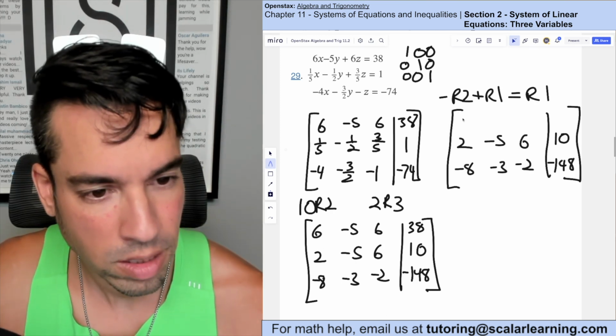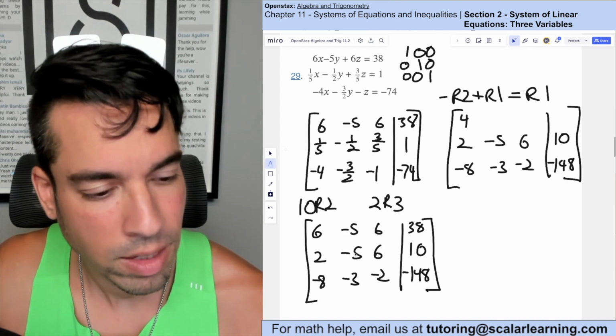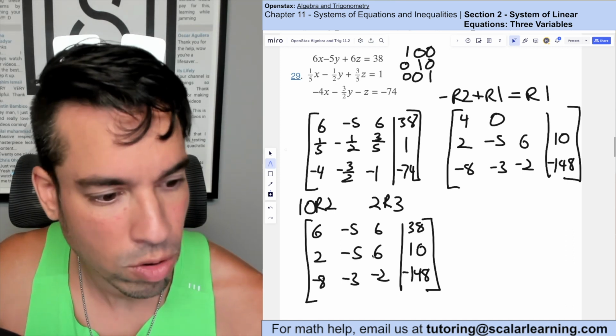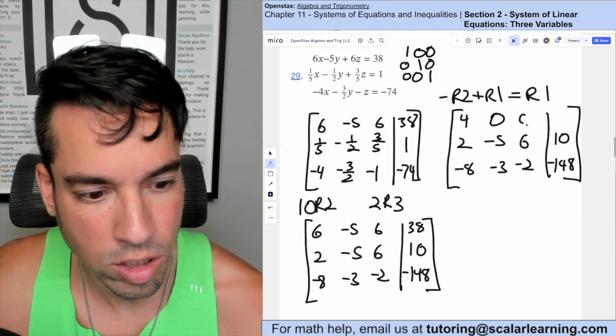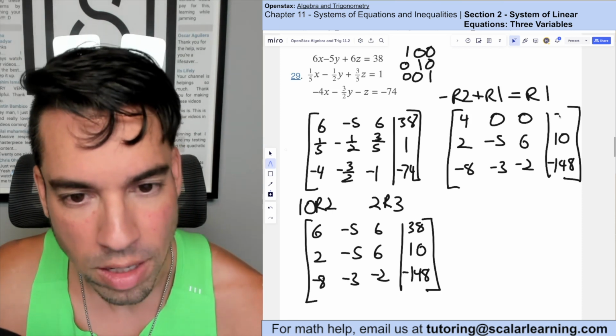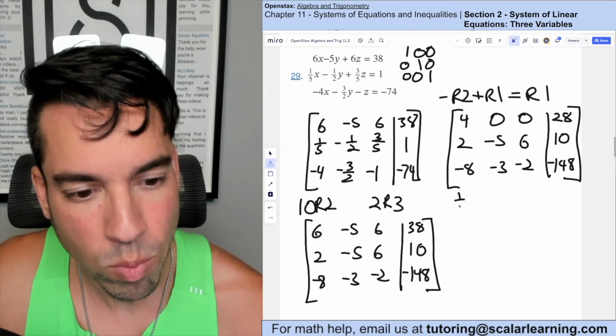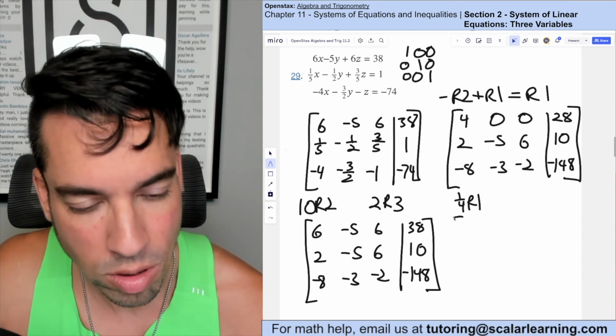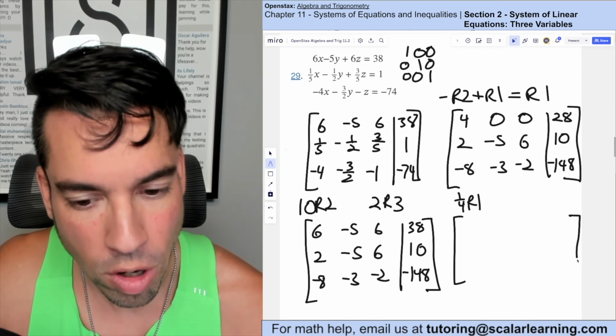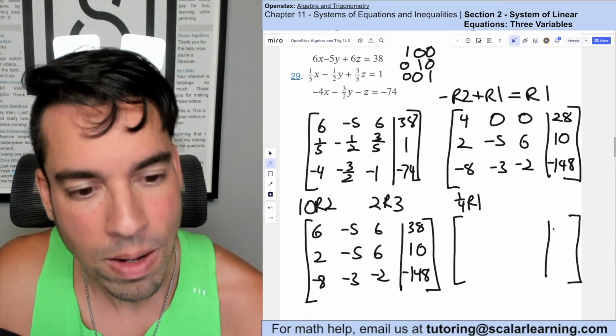Negative 2 plus 6 is 4. Negative 5 plus negative 5 is 0. Negative 6 plus 6 is 0. Negative 10 plus 38 is 28. This is awesome. And then I'm going to multiply row 1 by 1/4 to flip that to a 1. So this is going to be just nice and straightforward. We don't have to deal with too many fractions. So that's a nice little step.